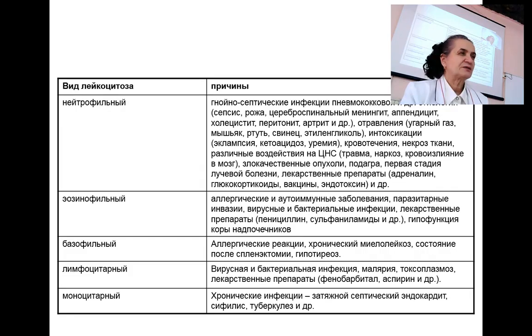Neutrophilia stands out as the most prevalent form of leukocytosis, frequently observed during inflammatory responses and various infectious diseases. This condition serves as a clear indication of the body's active efforts to combat infections and restore homeostasis.